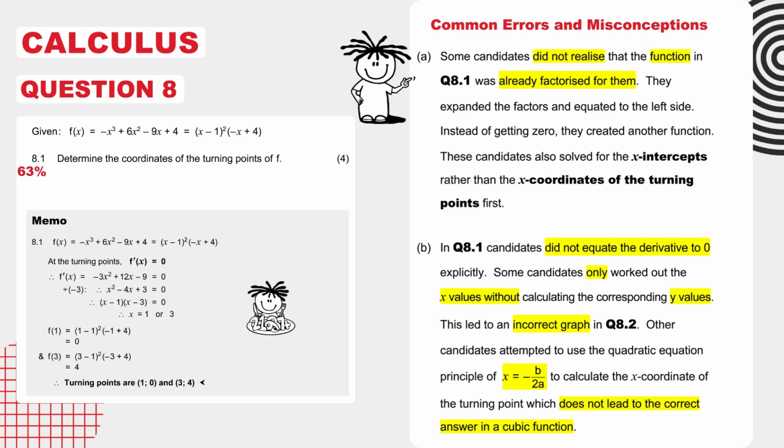Also, in question 8.1, candidates did not equate the derivative to 0 explicitly. Some candidates only worked out the x values without calculating the corresponding y values. This led to an incorrect graph in question 8.2. Other candidates attempted to use the quadratic equation principle of x equals minus b over 2a to calculate the x-coordinate of the turning point, which does not lead to the correct answer in a cubic function.